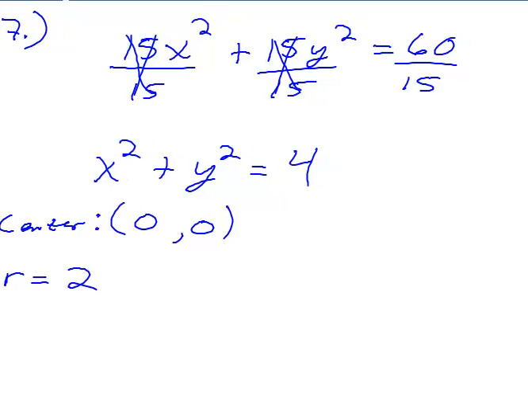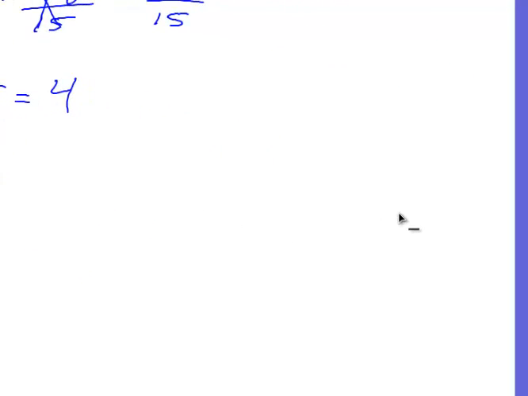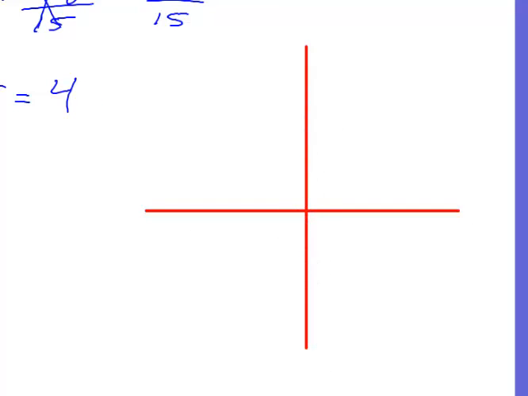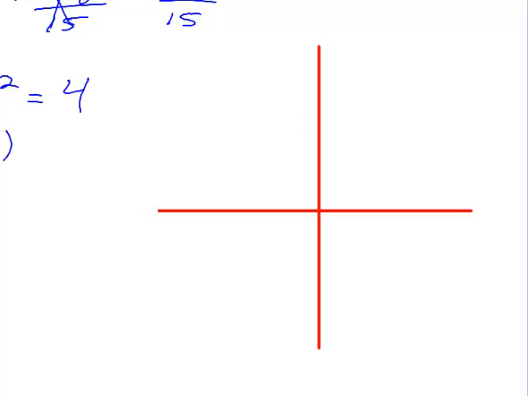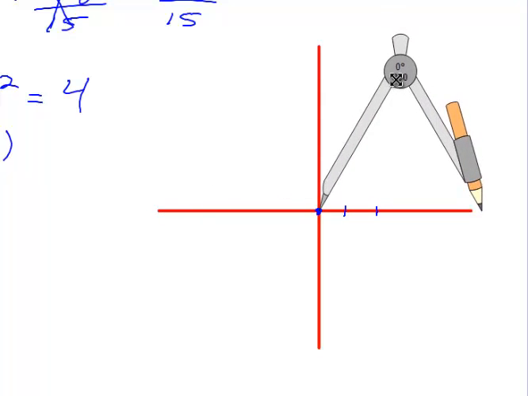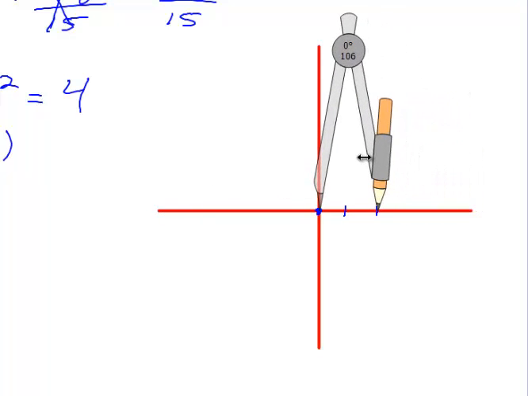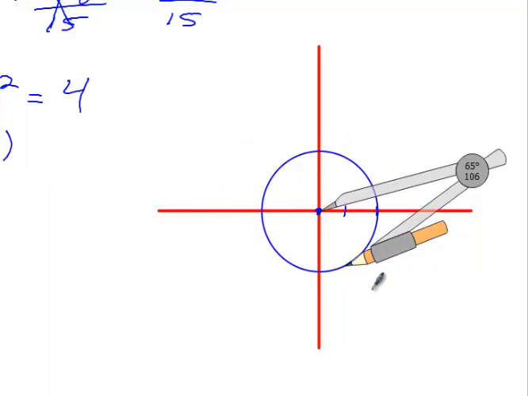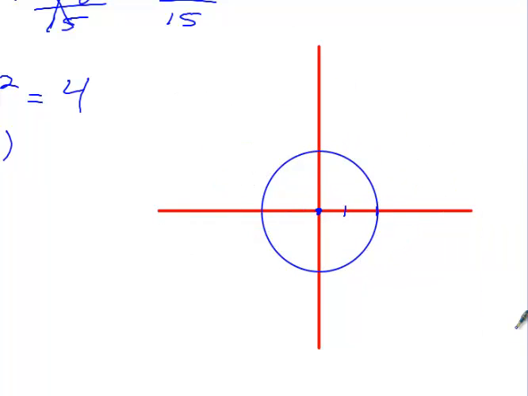So set up your axis. Let me pick a color we can see. Hey, there we go. Our equations are always equal to r squared, so we square root this number to get the r. So again, we're centered at 0, 0, right? Radius of 2. Go out 2 on all 4 of your axes. Connect them. There you go.